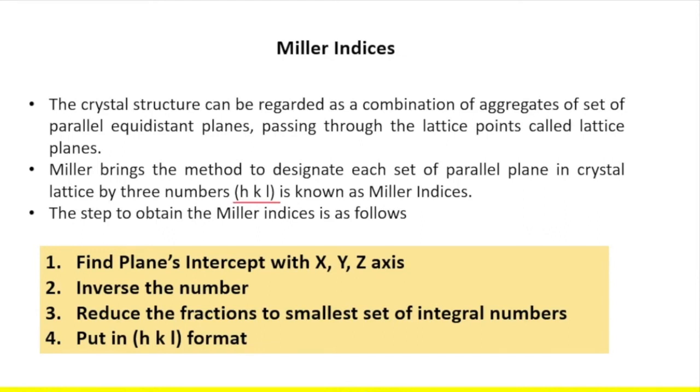So how to find the Miller indices for the planes? First you need to find the plane's intercepts with the X, Y, Z axes, and then when you find the intercepts, invert those numbers. After the inversion you will get some numbers. If they are fractions, then convert them into the smallest set of integral numbers and then put them in h k l format.